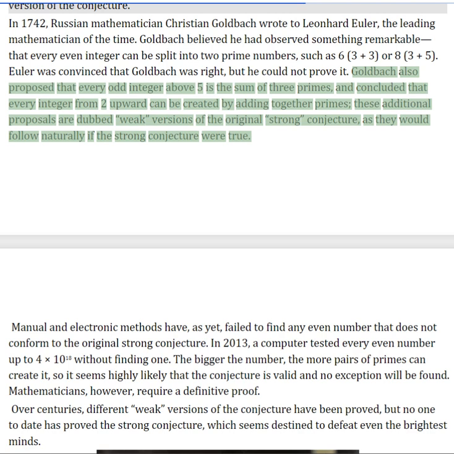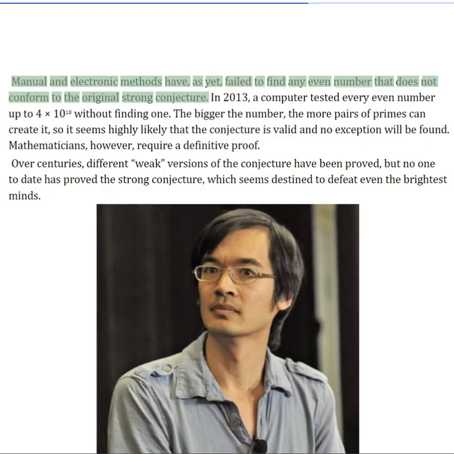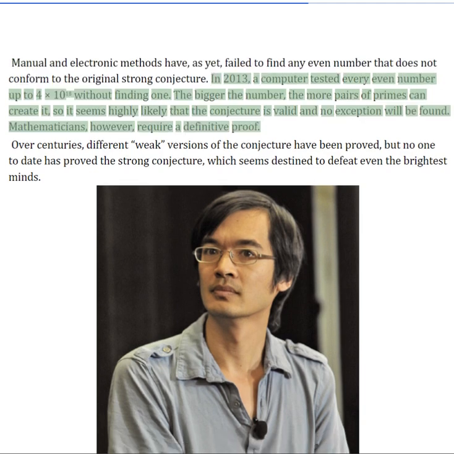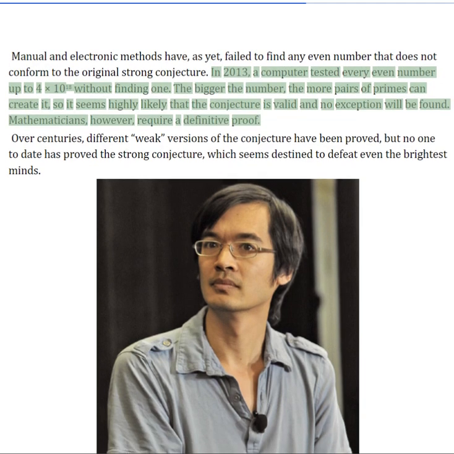These additional proposals are dubbed weak versions of the original strong conjecture, as they would follow naturally if the strong conjecture were true. Manual and electronic methods have, as yet, failed to find any even number that does not conform to the original strong conjecture. In 2013, a computer tested every even number up to 10^18 without finding one.